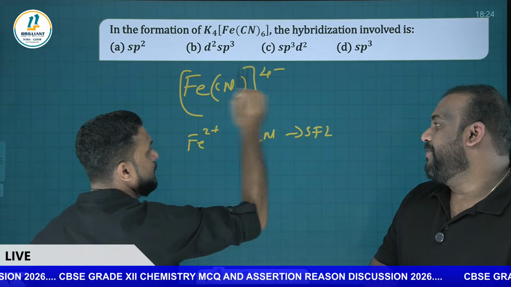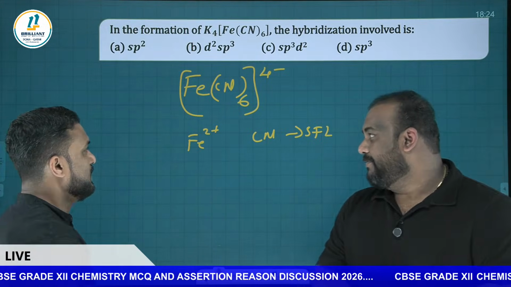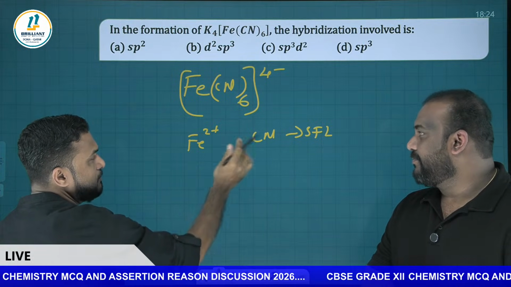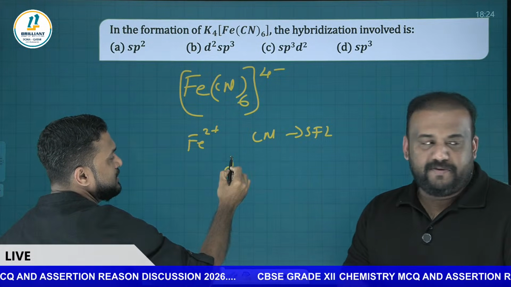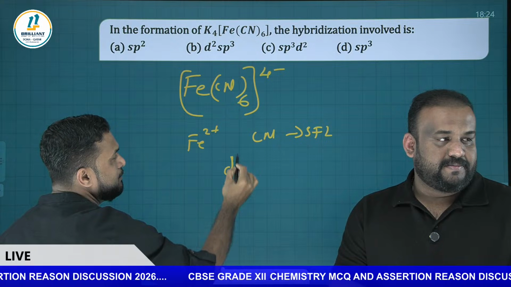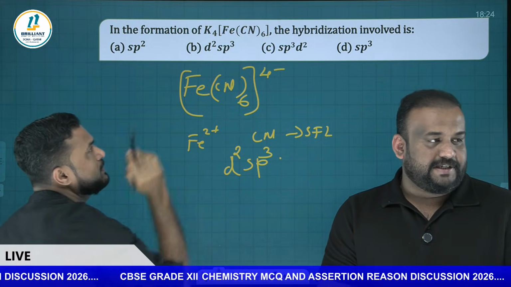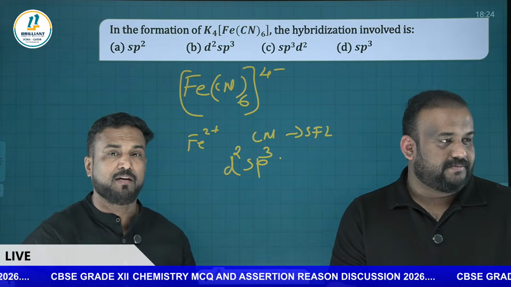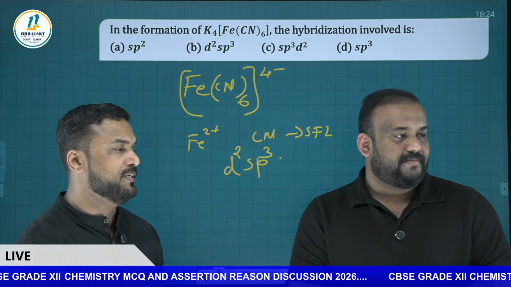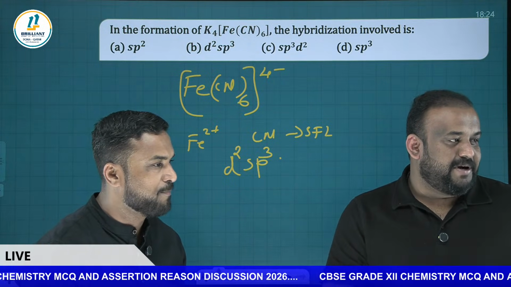SFL, strong field ligand. So Fe2+ is 3d6 configuration. So this will be the 3d6 configuration and strong field ligand. So the correct answer is which one? Strong field ligand means it will be d2sp3 hybridization. If it is a weak field ligand, obviously it will be sp3d2. I think all gave the correct answer. All of them are commenting B only.